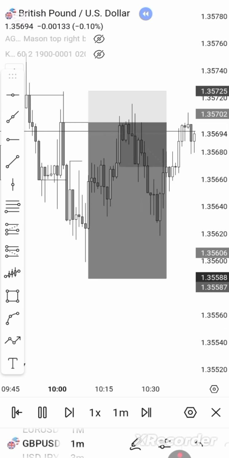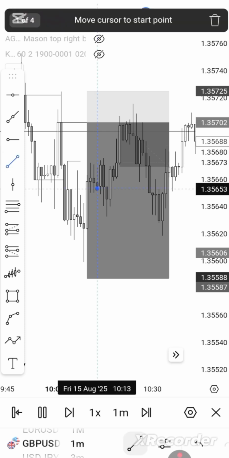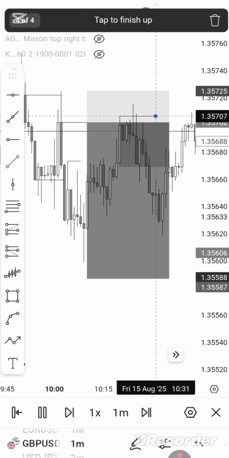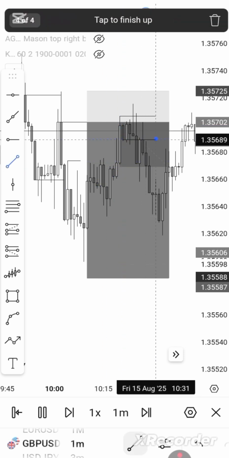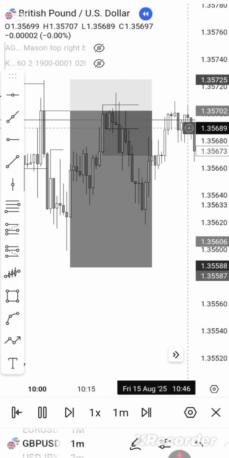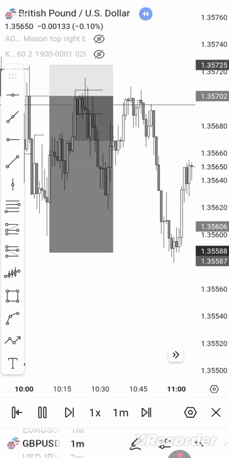So you can have another entry from here, because I'm seeing a sweep here. This is another sweep also. A sweep here. Can you see? I'm seeing a sweep and price break at this particular place. So I would have put another entry here again and target here again. Can you see? So you just have to be flexible.